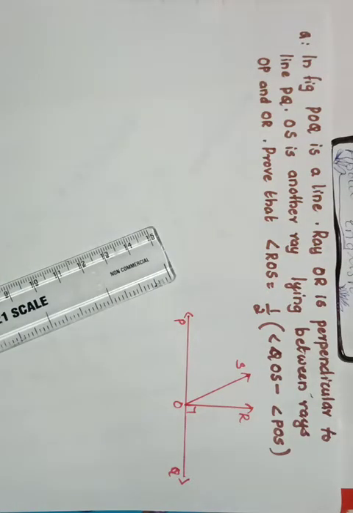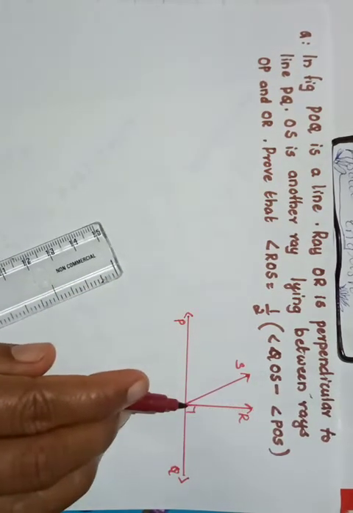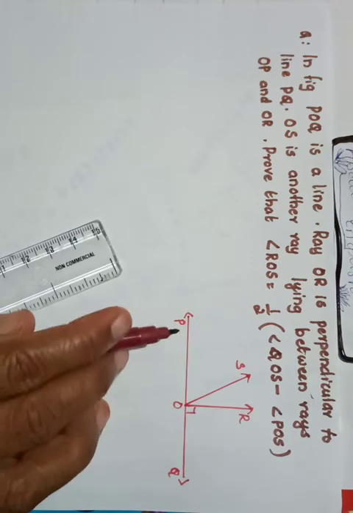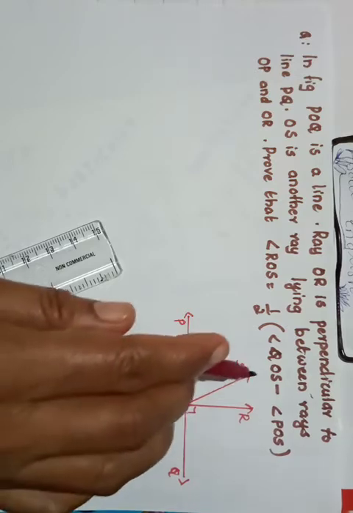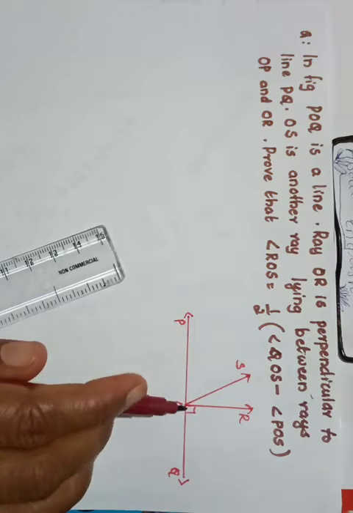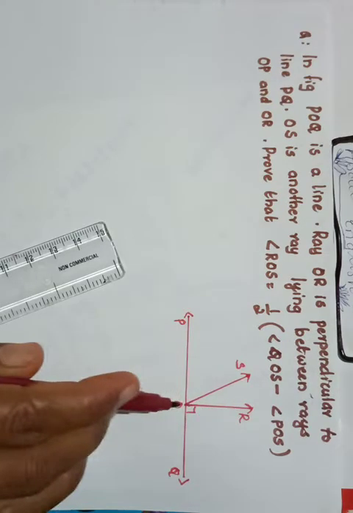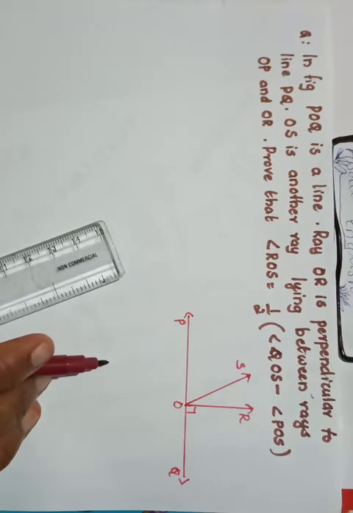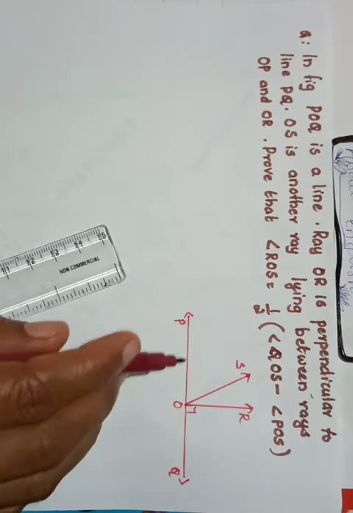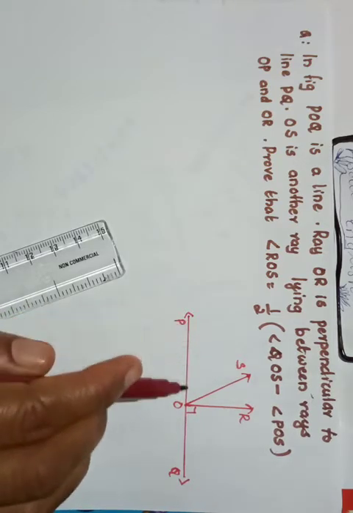Now we are moving to the next question. In the figure, POQ is a line. Ray OR is perpendicular to line PQ. OS is another ray lying between rays OP and OR. So we need to prove that angle ROS is equal to half of angle QOS minus angle POS.